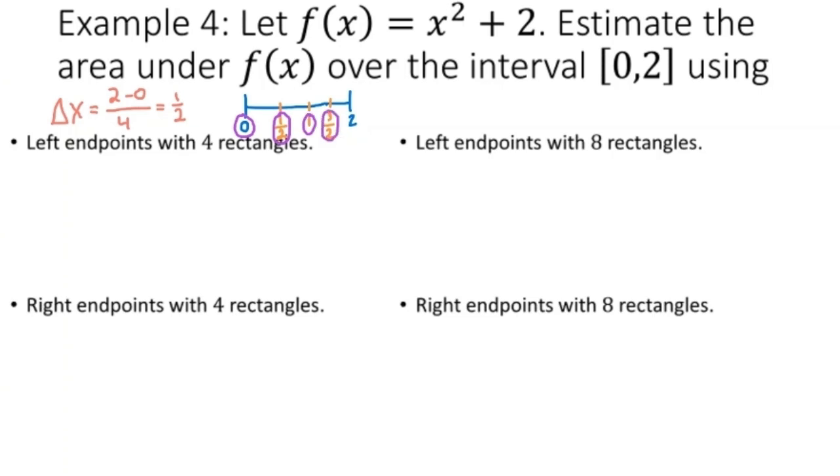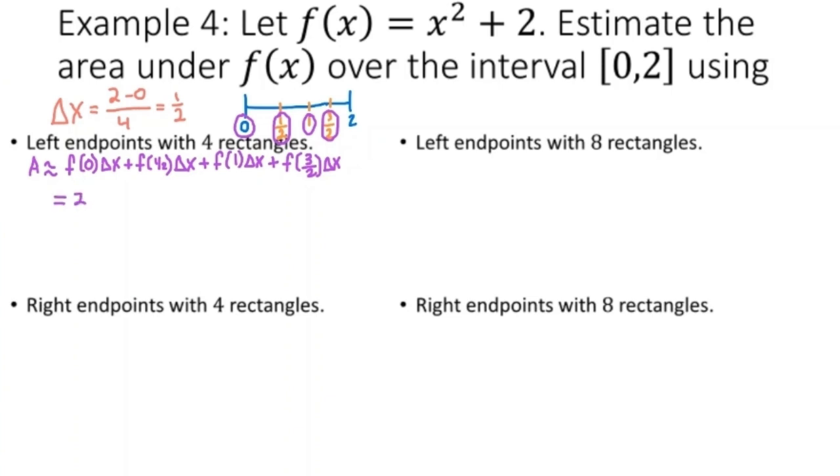So our area would be approximately equal to f of 0 times delta x, which would be the area of our first rectangle, plus f of 1/2 times delta x, the area of our second rectangle, plus f of 1 times delta x, the area of our third rectangle, plus f of 3/2 times delta x, which is the area of our fourth rectangle. Now we will evaluate our function at each of our left endpoints.